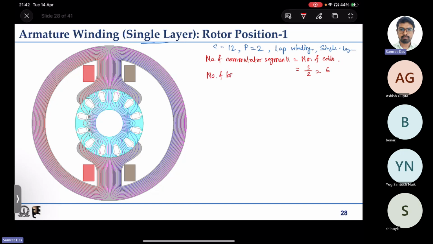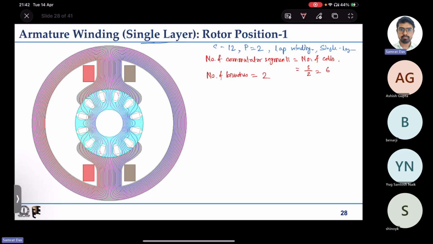The number of brushes is actually the number of parallel paths of the armature winding. So if it is a two pole machine, we know that for lap winding the number of parallel paths is equal to the number of poles. So the number of brushes will also be 2 in this case. And what is a commutator, and what is a brush?